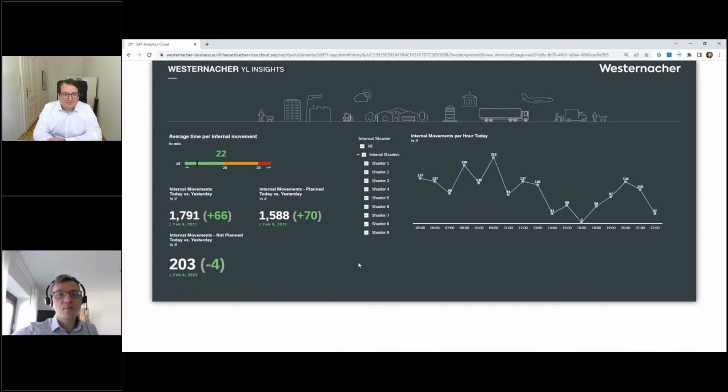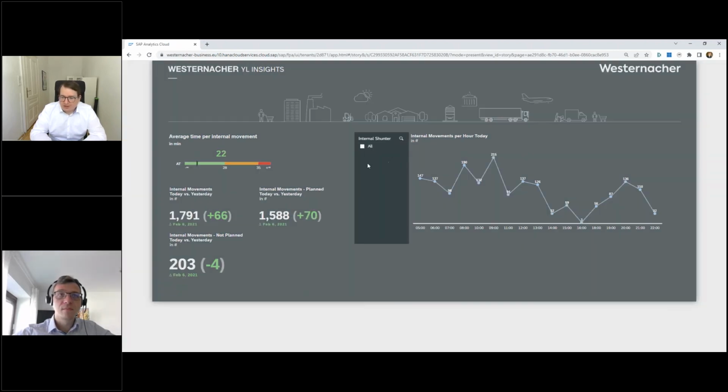Everything here, again, in real time, you see how your shunters are doing, the average time that your shunters need. You see the movements that you have today versus yesterday, and also what was planned or not planned, so what came up that you did not make plans for. So also here you see that you can improve. We have already improved a bit, but there's still something that we should look into. And again, we have the last 24 hours to see how we are doing. And in this example, we are looking at the equipment, the shunters.